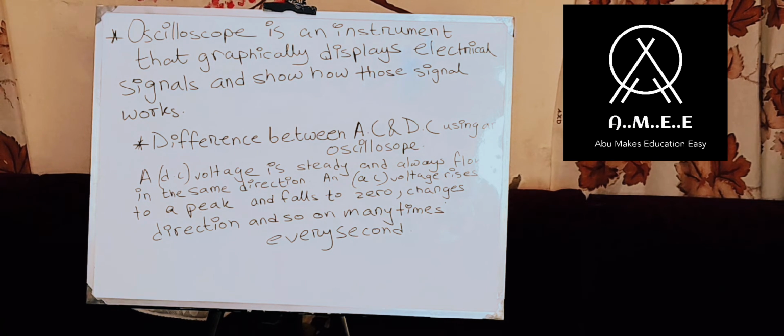It moves in the same direction, whereas in AC current or AC voltage, which rises to a peak, it goes up and then falls to zero, and again goes up and again falls to zero. This change in direction occurs in AC many times every second. In every second, the direction of the AC current changes many times.